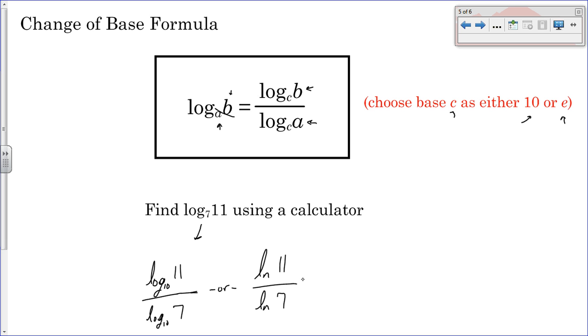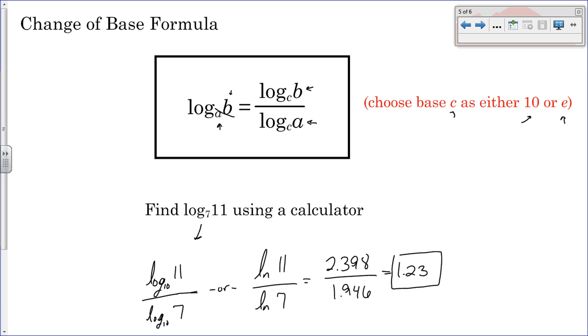Both of these are going to give you the same answer. So now you can take the log base 10 of 11 or the natural log of 11, and get 2.398 over log base 10 of 7 or natural log of 7, 1.946, which in turn will give you 1.23.